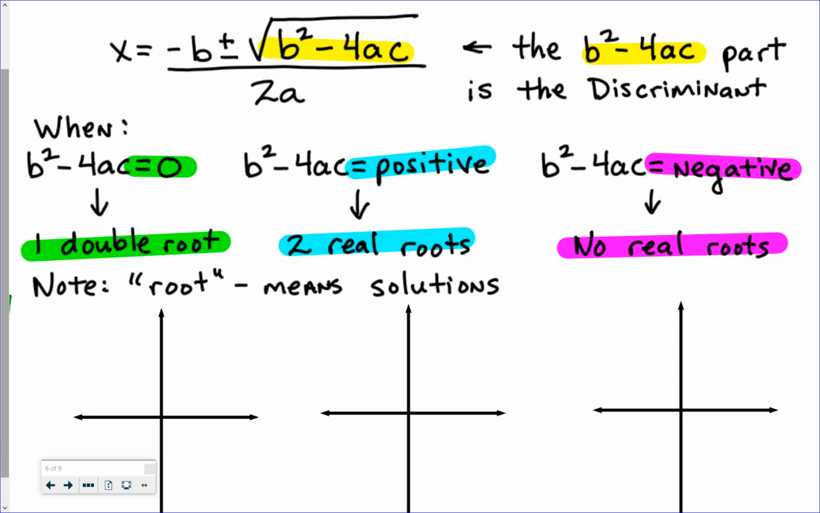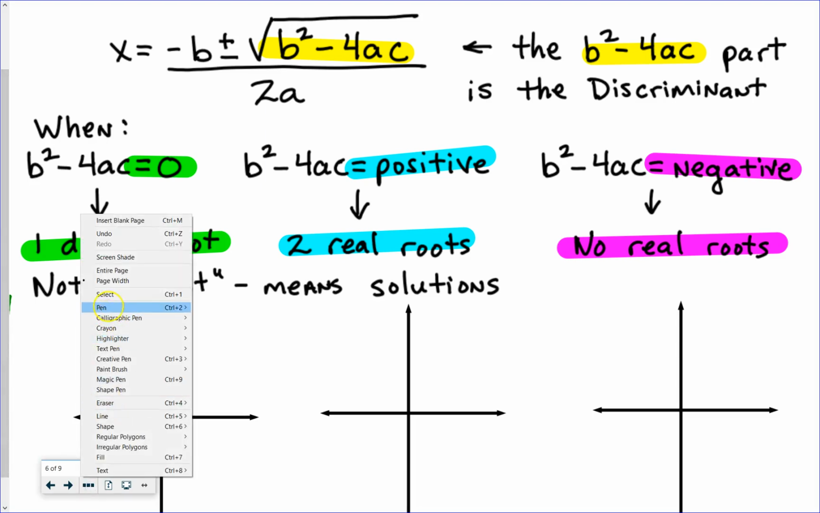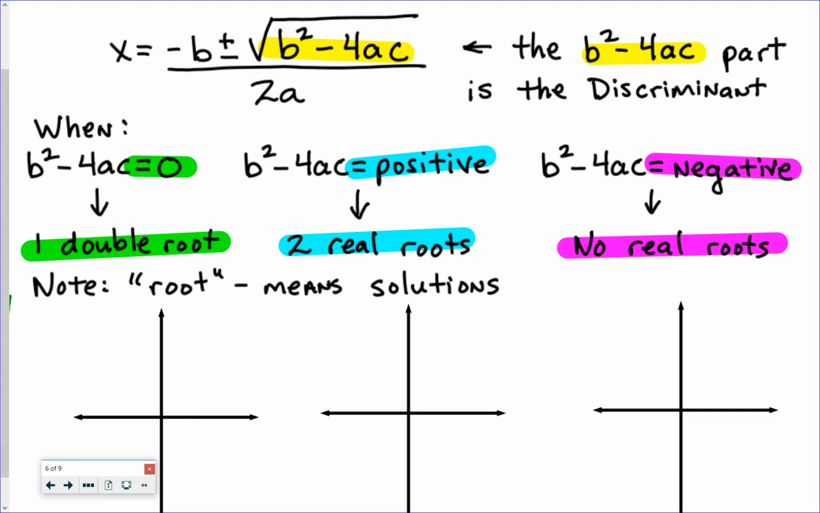Just that number tells you what your graph is going to look like and what kind of roots you will have, okay? So the b squared minus 4ac, not the square root with it, just that number is your discriminant. If that is equal to 0, let's think. If I have 0 under a radical, what is the square root of 0? 0. It's just 0, right? That's only one answer. So that graph will only touch the x-axis one time.